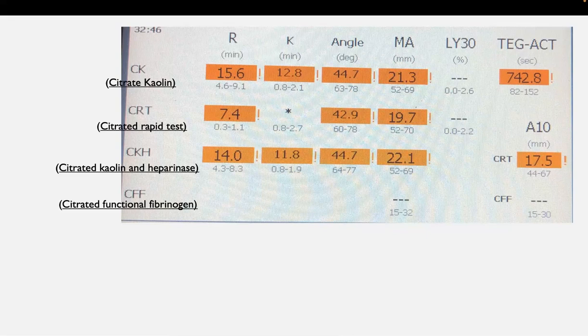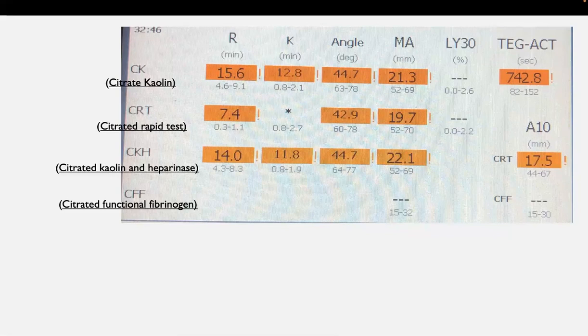And then the other arm you have is your citrate kaolin with heparinase. So this arm has a substance that will inhibit heparin, right? So there are certain cases that you'll do later on in life that will need constant heparin.